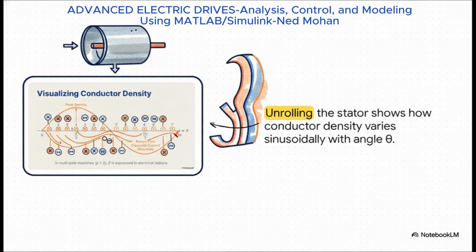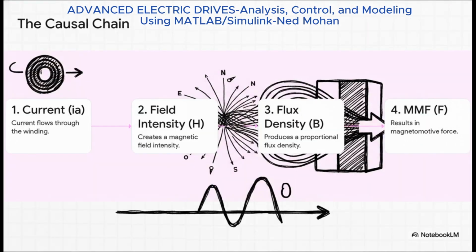Imagine we could just slice open the stator and unroll it flat. This is exactly what the physical conductor density would look like. You can literally see the sinusoidal shape. It peaks at 90 degrees, or pi over 2, and then you see the return path for the current on the exact opposite side.